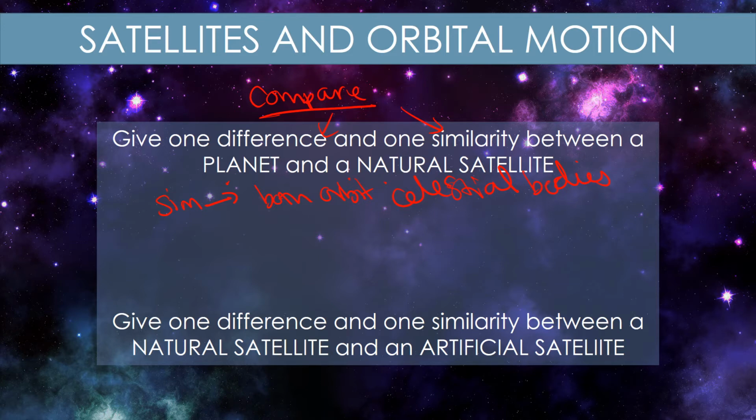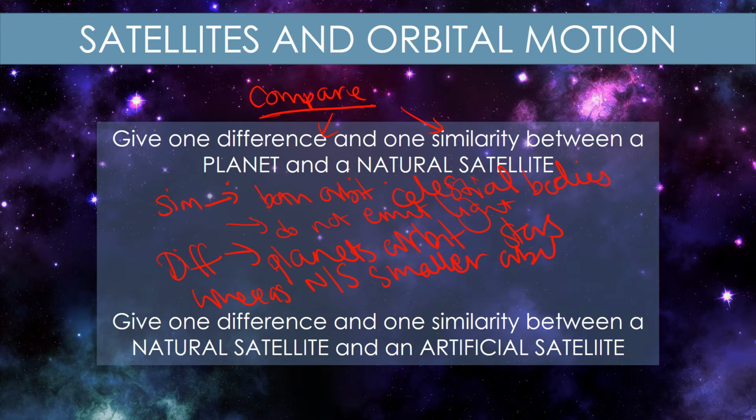What else do I know about them? See if I can think of another one. They do not emit light. That's a good one. I've got the answers on the next slide, but I just want to show you how my brain works. Because you must give a similarity and a difference. A difference between a planet and a natural satellite. So planets orbit stars in a solar system, whereas natural satellites, and you should always put whereas and name what you're talking about, whereas natural satellites are smaller and they tend to orbit planets.